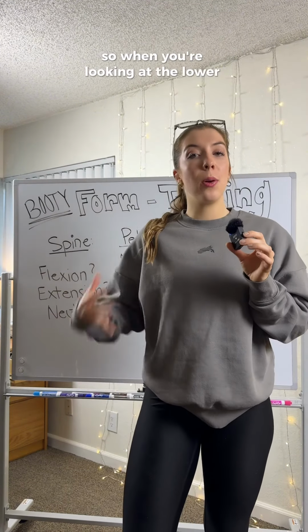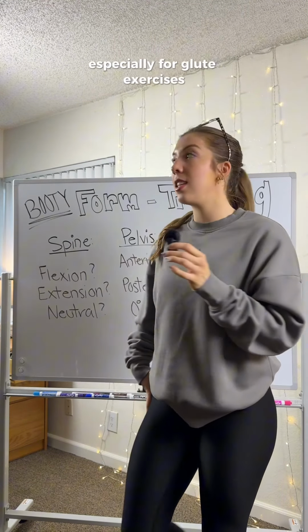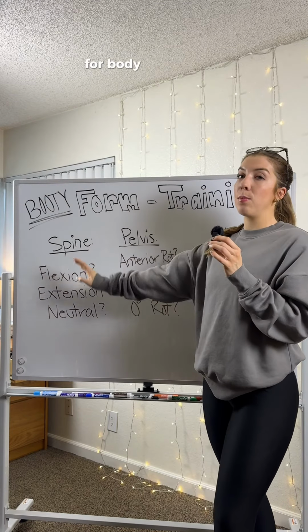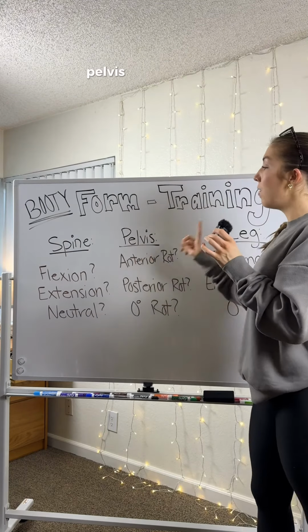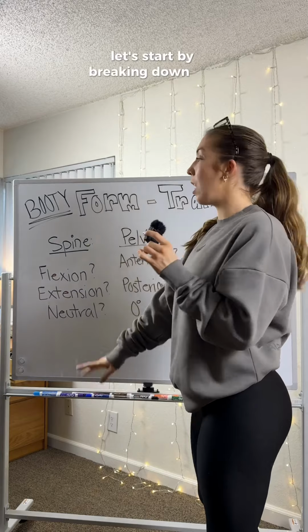So when you're looking at the lower extremity, especially for glute exercises, the three components that you need to look at for body movements are your spine, pelvis, and the leg. Let's start by breaking down the spine compartment.